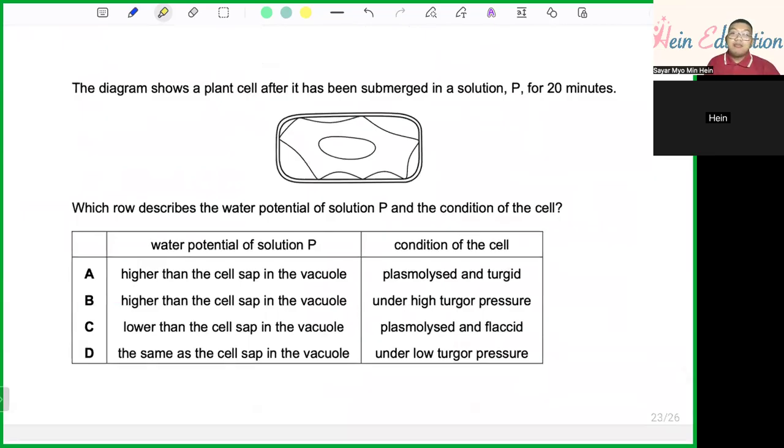And another thing is what we lastly discussed. When we submerge a plant cell into a solution P for 20 minutes, they show you a diagram, and you need to choose what happens. So whether the cell is plasmolysed or enters a high turgor pressure or low turgor pressure, and they ask you to choose whether the solution is high or low inside or outside. Again, I hope you get the correct answer.